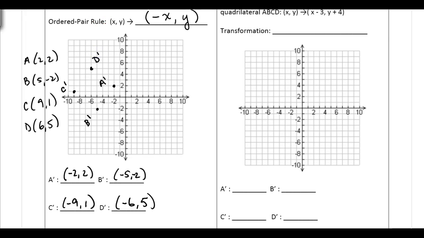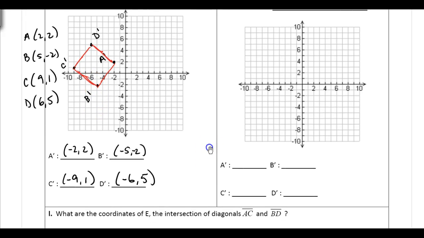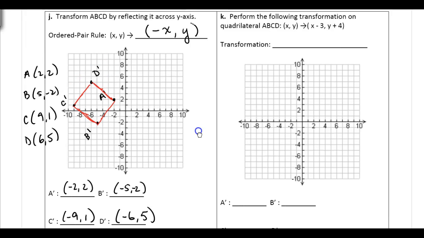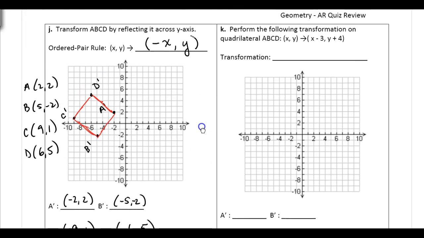And then we'll go ahead and connect those. And hopefully it still looks like a square just reflected over the y-axis. All right, and then that's it for this problem. If you need any further explanation, feel free to ask your teacher, and we'll see you in part 7.